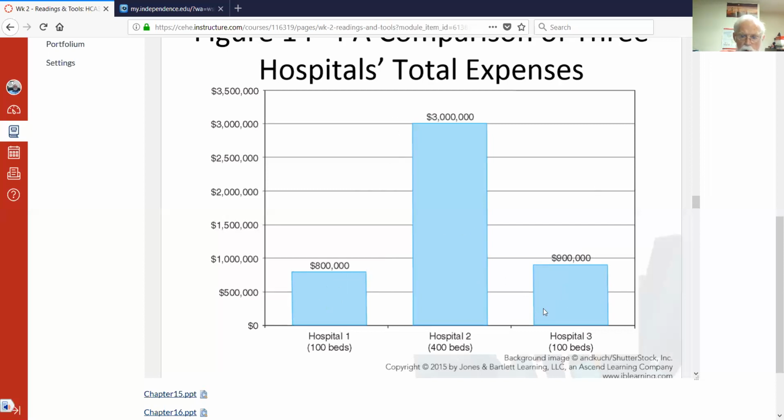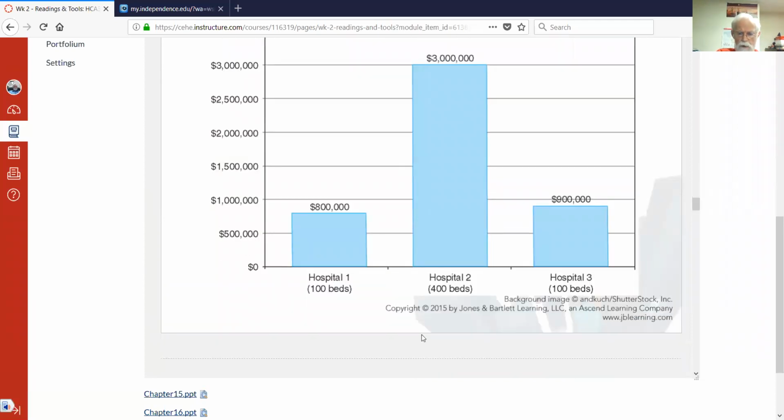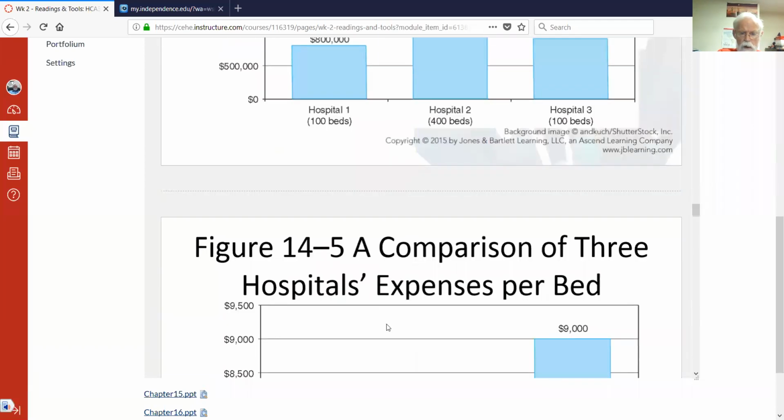You might also look and say to yourself, well, these guys are getting a definite advantage. They're a much bigger hospital. Their cost per bed is lower. Can we do group purchasing for supplies and maybe get everyone to benefit from that? So there's lots of things that we can use this kind of data for.